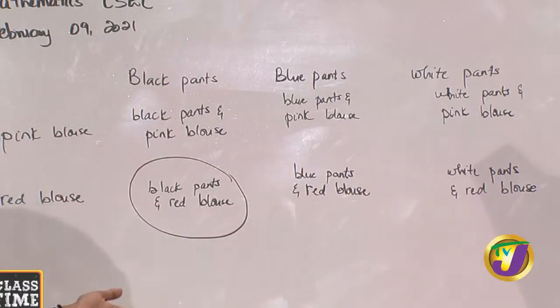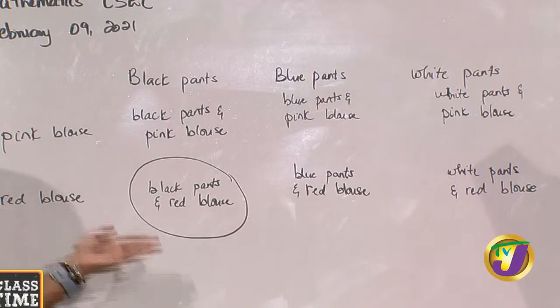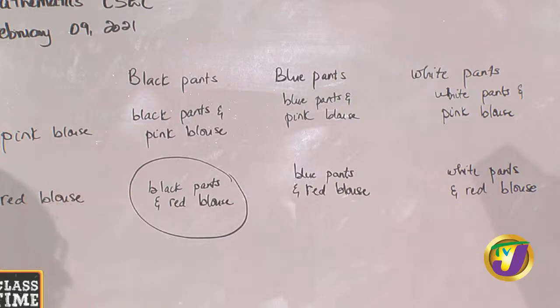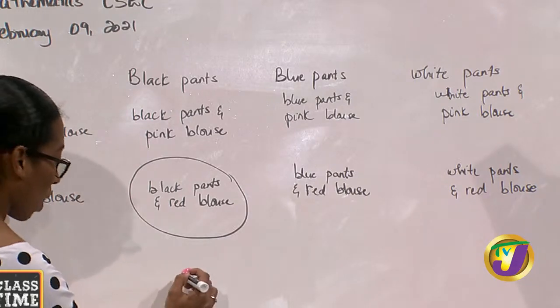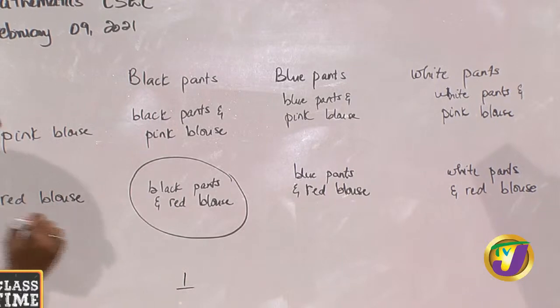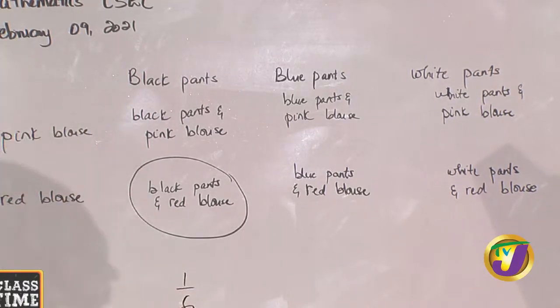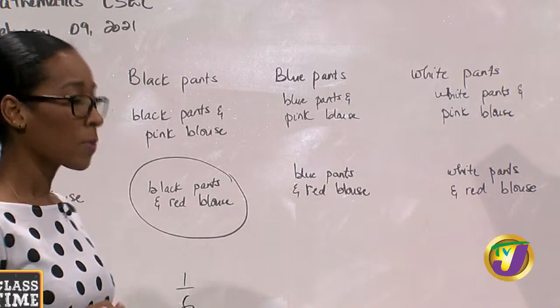Exactly. But we only want to look at the probability of black pants combined with a red blouse. So what's the favorable outcome? It is once out of the 6 possible outfits she can choose. 6 possible outcomes she can choose. Right. All right.